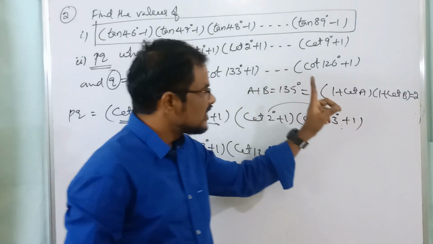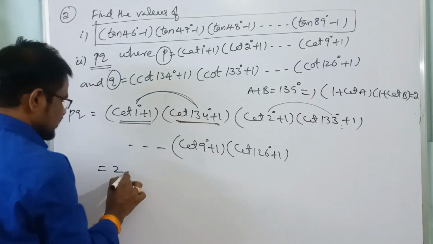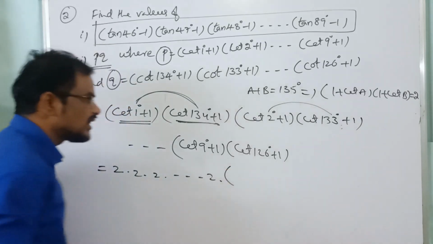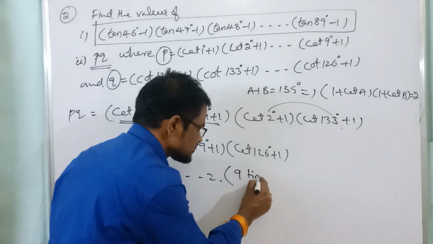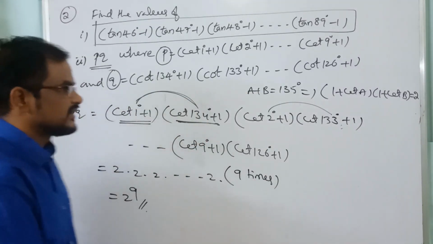It is in the form of 1 plus cot A, 1 plus cot B. Now this is 2, into this is also 2, the next one also, and so on. This is also 2. So in total how many terms are there like this? 9 times. So that is equal to what? 2 to the power of 9.